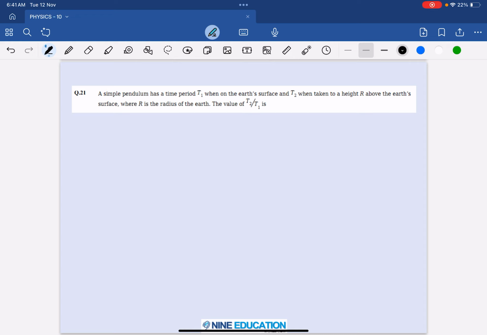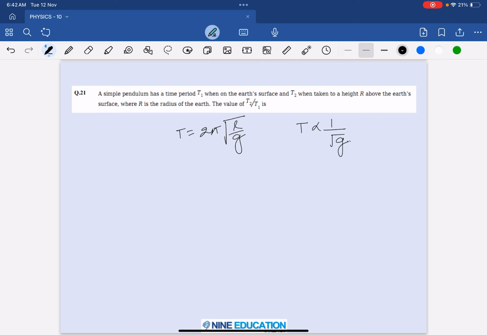The value of T2 by T1 is. So, what is the time period of a simple pendulum? T equals 2π root L by g. Basically nothing is being changed, the only thing that changes is g. So I can say that T is proportional to 1 by root g.